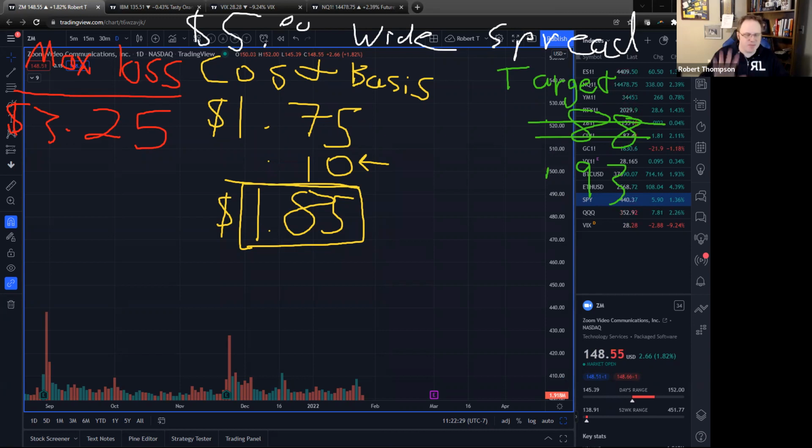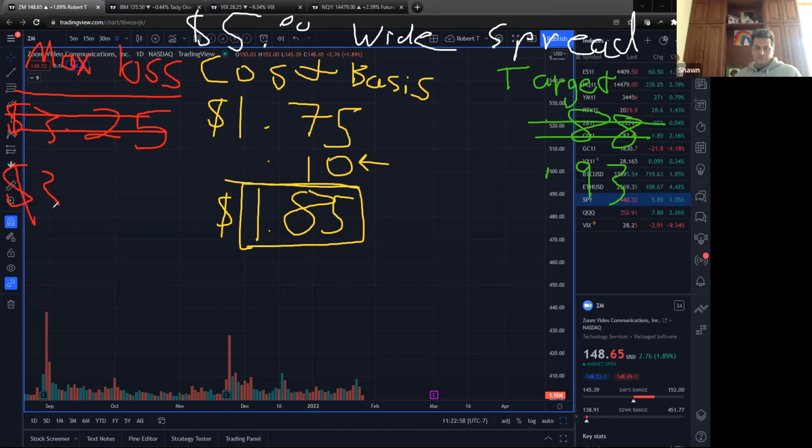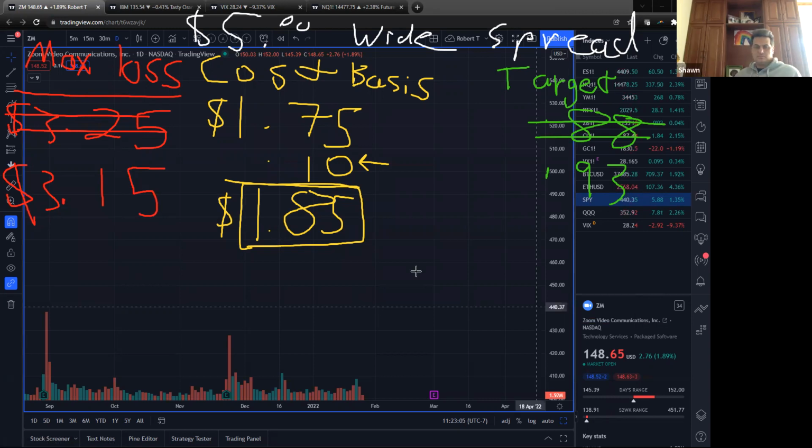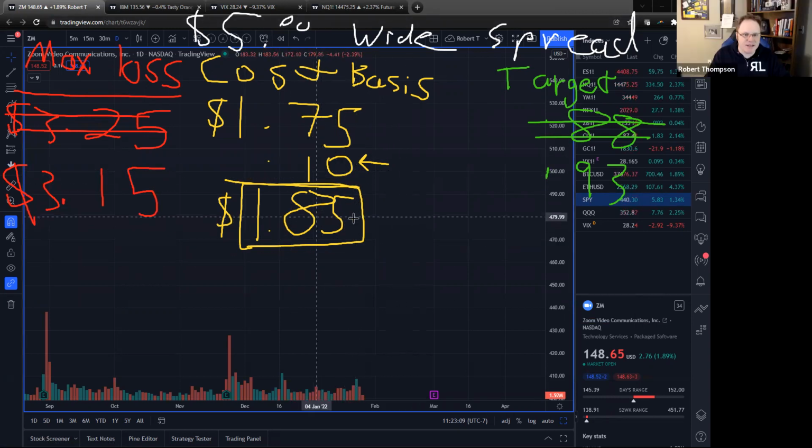Additionally, there's even more benefit, but wait, there's more. Remember, we're talking about a $5 wide spread that can never be worth more than $5. So if I sold it for a cumulative cost basis of $1.85, what is my maximum loss now on this trade? It's not $325 anymore. What is it? $235? No, it's actually $315. It went down because you gained 10 cents, because I got 10 more cents. $5 minus $1.85 is $3.15.